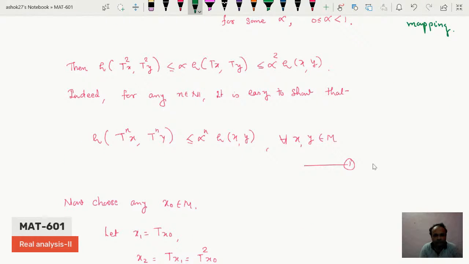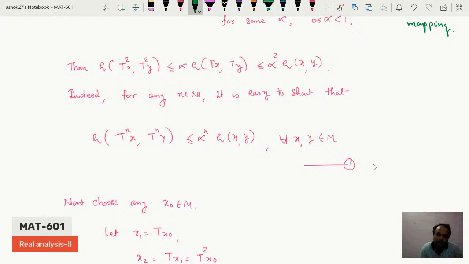So next time, what will be rho of T square x, T square y? It will be again alpha times rho of Tx, Ty, but rho of Tx, Ty is already less than or equal to alpha times rho of x, y. So here we are putting a bigger value, so it directly gives us rho of T square x, T square y less than or equal to alpha square rho of x, y. So indeed, for any n belonging to the set of natural numbers, it is easy to show that.